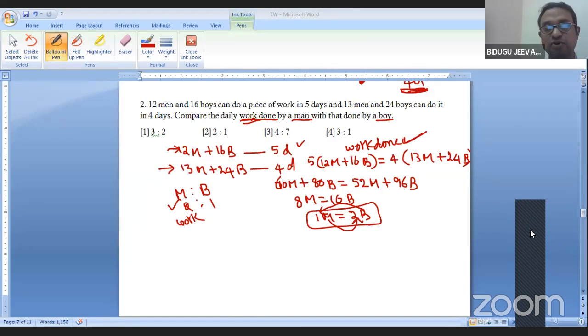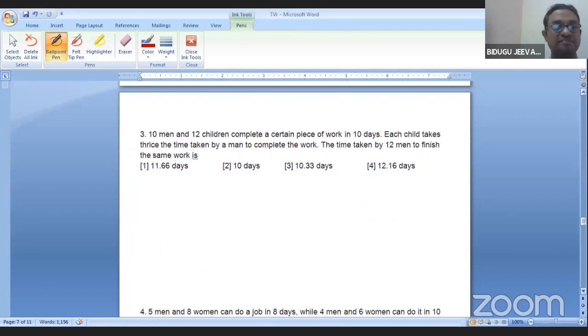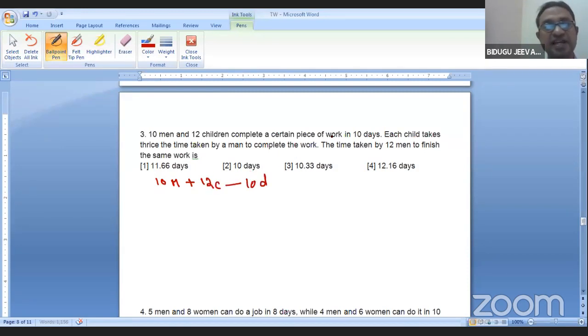Okay, I'll continue with one more question meanwhile, please. Right. So 10 men and 12 children can do the work in 10 days. Each child takes thrice the time taken by a woman to complete the work.